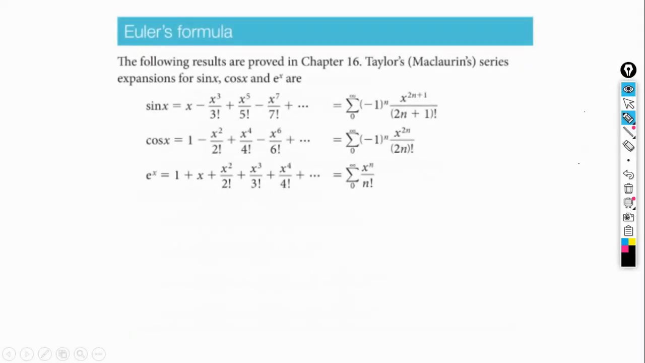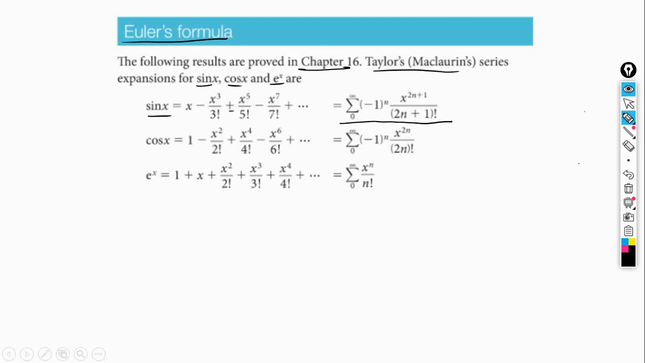So in the next slide, you're going to find a title that says Euler's Formula. The following results are proved in Chapter 16. Taylor's or Maclaurin's series expansions for sine of x, cosine of x, and Euler's number to the power of x are the following. So notice that sine of x is going to equal x minus x cubed over 3 factorial plus x to the 5 over 5 factorial minus x to the 7 over 7 factorial, and so forth. So this is an infinite series, and here you have it in sigma notation.